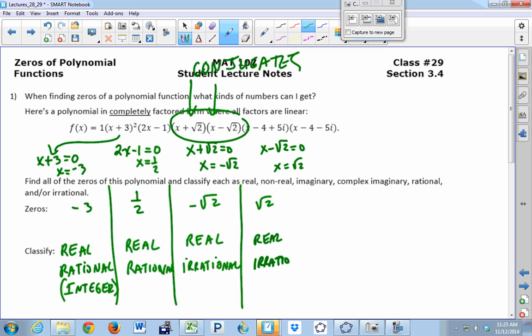Oh boy. To the next one. X take away 4 plus 5i is supposed to equal 0. Who can take that one on? How are you going to solve for x here? Caitlin? I agree with you that x equals 4 minus 5i. But for some folks out there, could you tell them the steps for how you got to that answer?